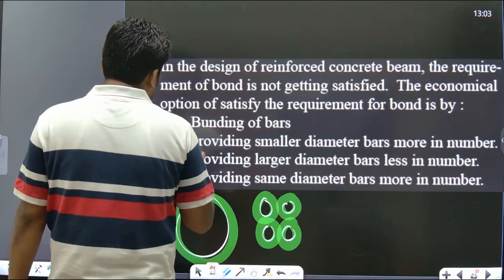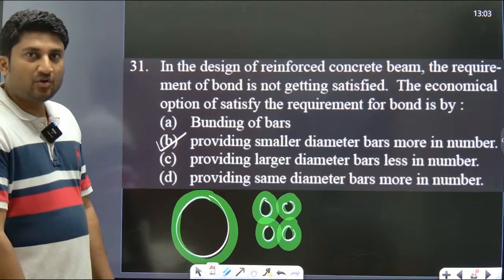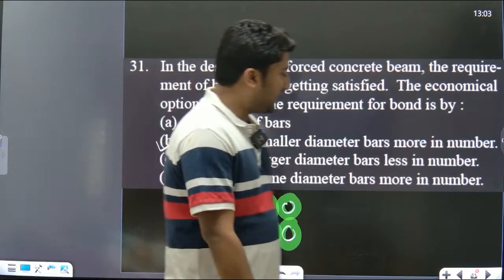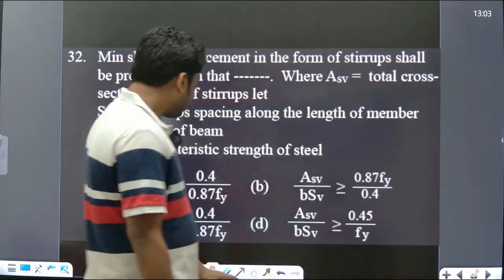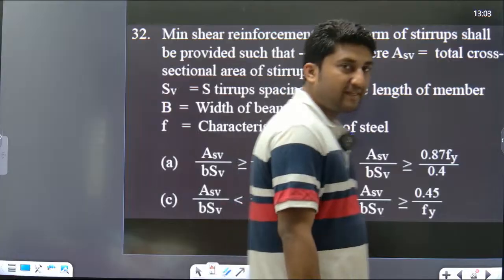So if it is not satisfied, you will provide the smaller diameter bar more in number. Option B is the correct answer. Moving ahead with the next question. Again a very good question. Please answer it. A codal based question.